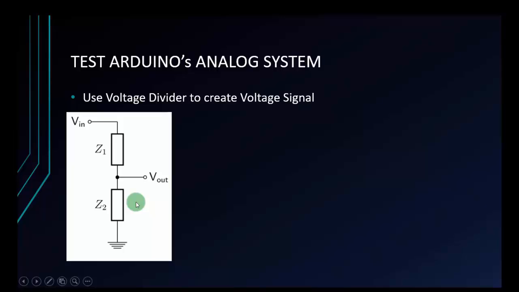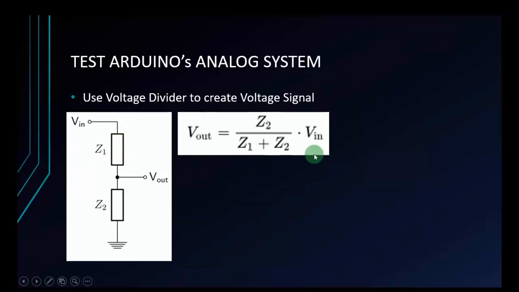Here, this is the voltage divider. I have 2 resistors. The first is Z1 and the second is Z2. Z1 is connected to V-in and the other one is connected to ground. Between Z1 and Z2 is the V-out. When you connect like this, you can get the V-out voltage you want if you change the values of the 2 resistors. This is the formula to calculate the V-out: V-out is Z2 divided by Z1 plus Z2, all multiplied by V-in.